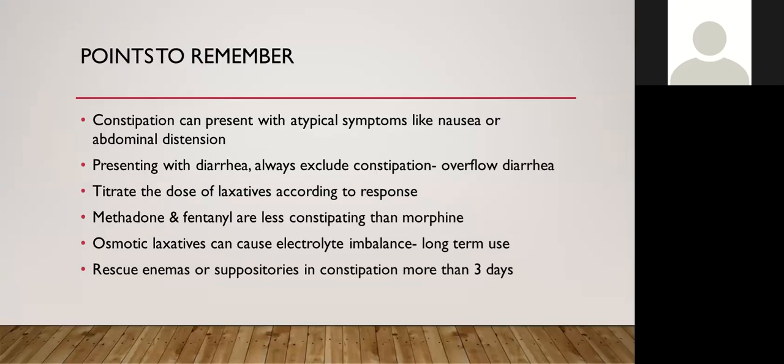Titrate the dose according to response. Among opioids, methadone and fentanyl are less constipating compared to morphine. So once we switch from morphine to methadone or fentanyl, we have to reduce the dose of laxatives. Osmotic laxatives, long-term, can cause electrolyte imbalance. Use rescue enema or suppositories in constipation of more than 3 days. Next slide.